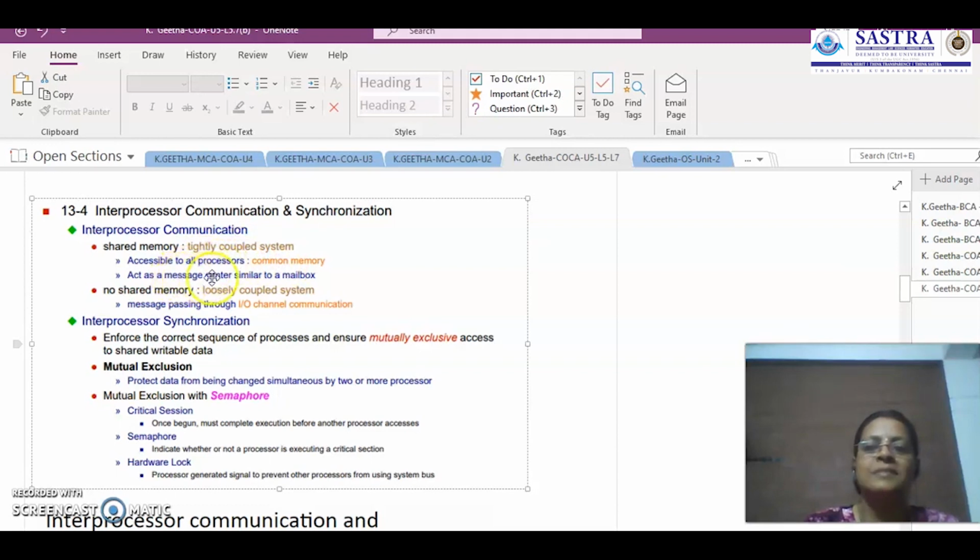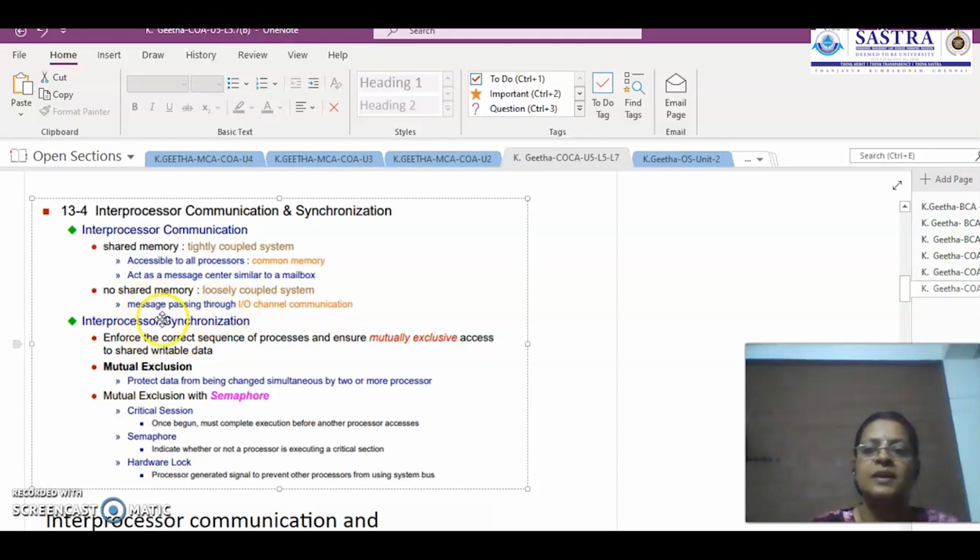So it acts as a message center, which is similar to a mailbox. If one processor wants to communicate with another processor, it will just type the message in the common memory like a mailbox, and the other process which is also sharing the same memory will be able to read the information. Coming to the loosely coupled system, there is no concept of common memory, so obviously there is a need for passing the message from one processor to another processor.